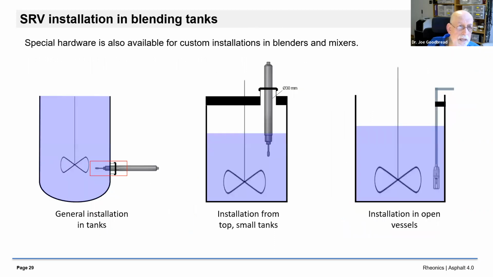In blending tanks, you have the option of putting it in different places. You can go through the wall of the tank, come in through the top, or mount it on a bracket on an open tank. And the SRV is available with different lengths of bodies. And as you see on the right, you can get a protective cage for it that protects it from accidental contact with other equipment or mixing blades.